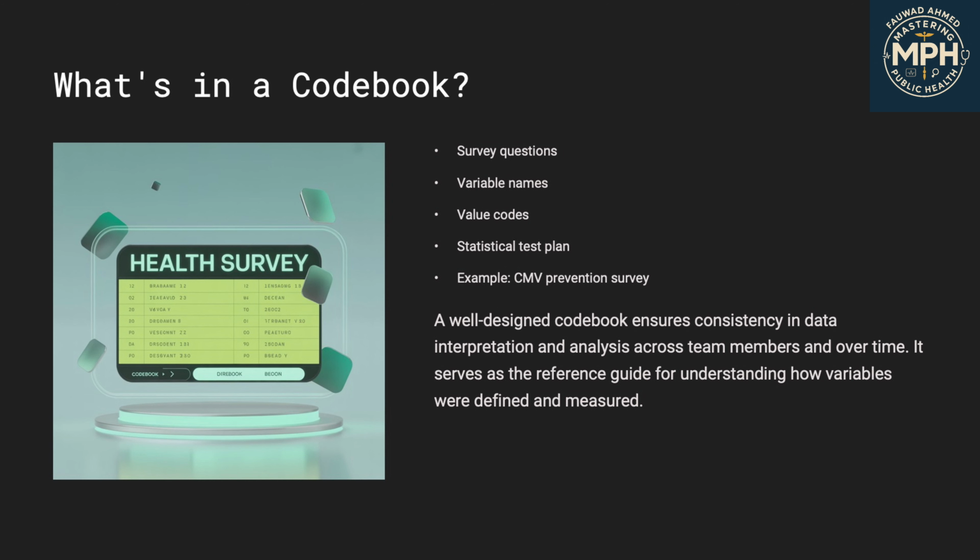Use a codebook to document how the data were collected and coded. Include question descriptions, response codes, variable labels, and analysis notes. Example: a CM prevention survey may assign codes for knowledge, behavior, and demographic questions. Data cleaning is crucial. Look for outliers, duplicates, or missing values. For instance, remove unrealistic responses like an age of 230 or blank fields.